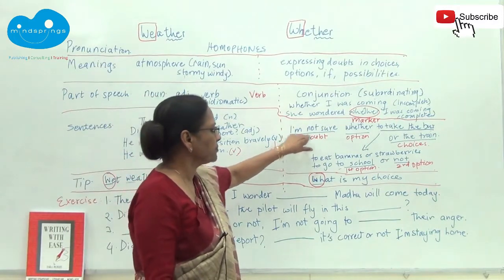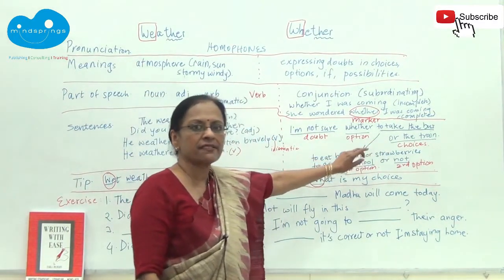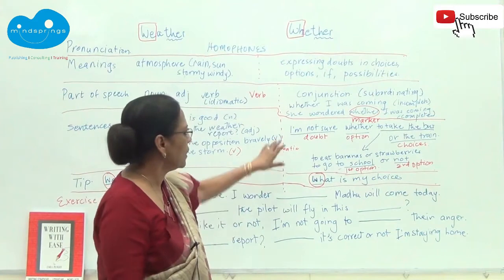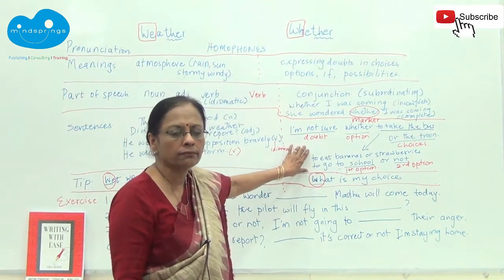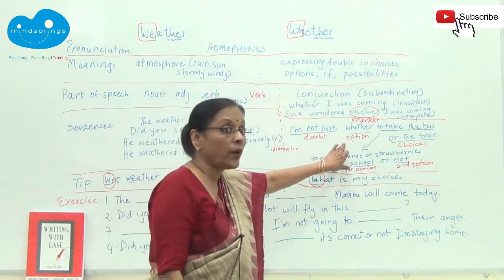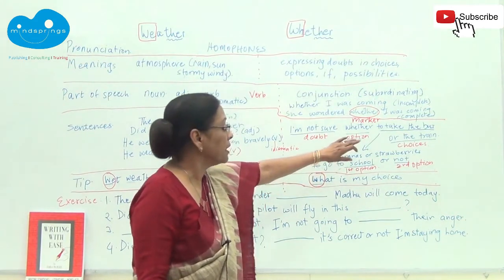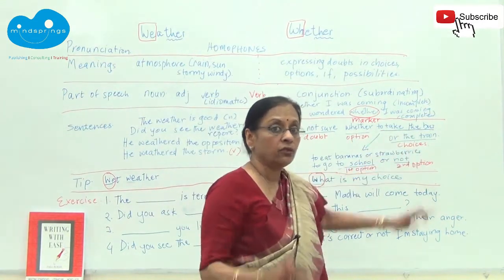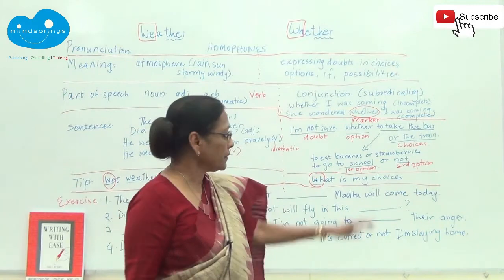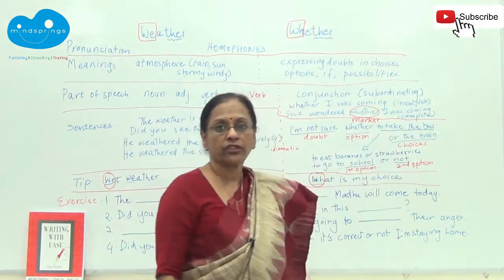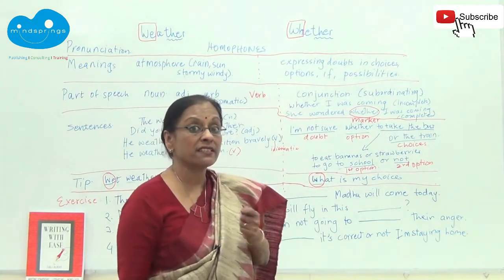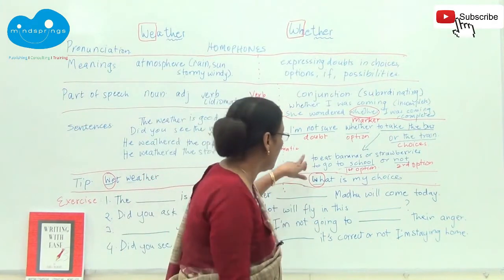I'm not sure whether to take the bus or the train. What's "I'm not sure"? It's doubt, not sure. Whether, option. To take the bus or the train, two choices. First choice bus, second choice train. Whether expresses the option, doubt.